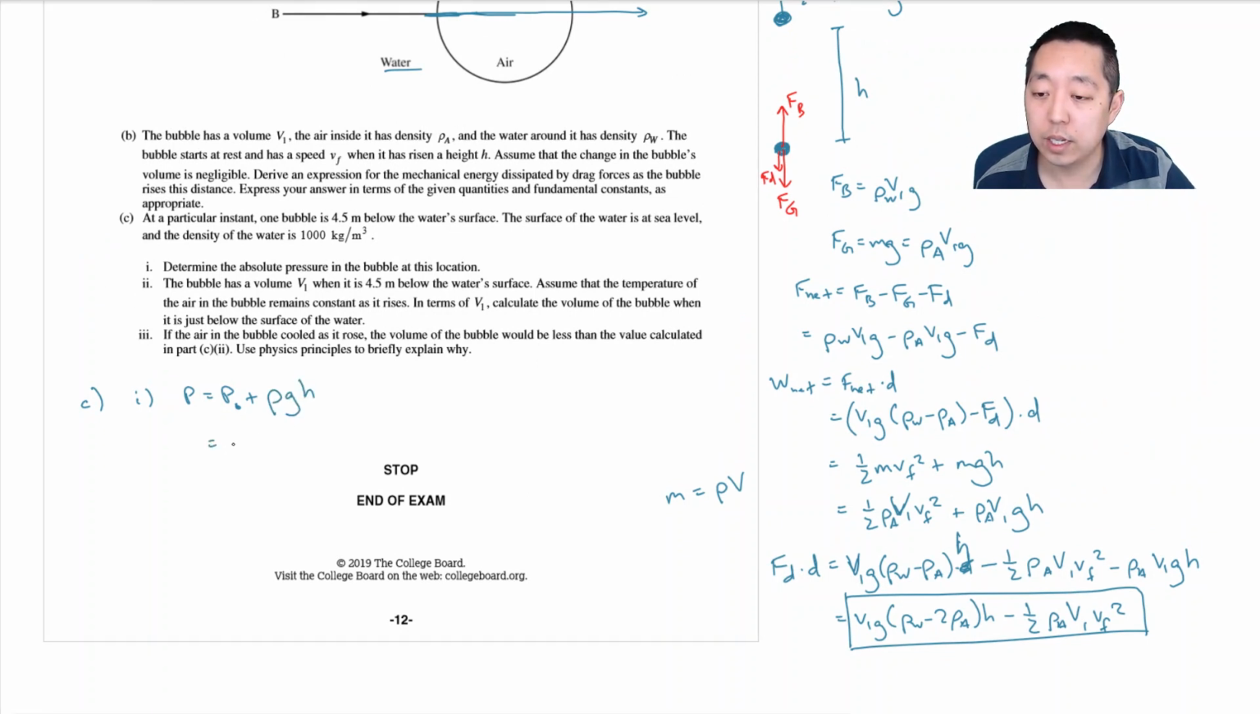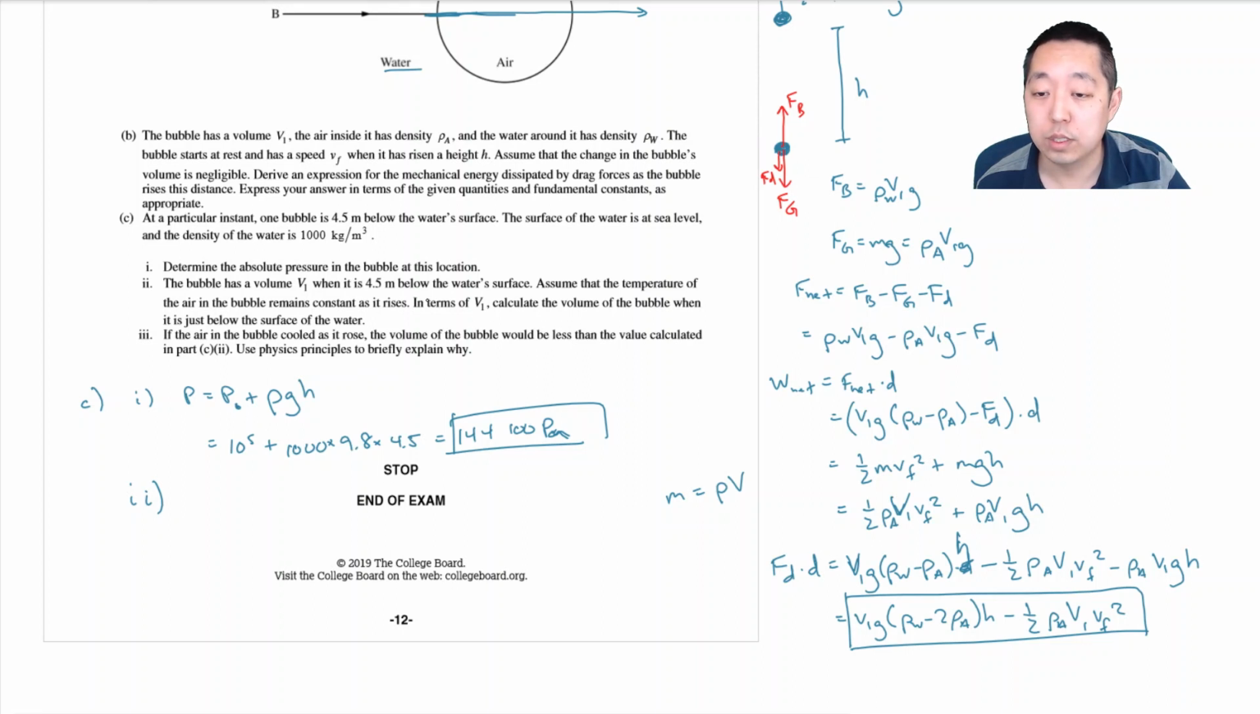P naught is 10 to the 5th pascals. It's atmospheric pressure, because the surface of the water is just the atmosphere. Plus rho of the water, which is 1,000, times 9.8 times 4.5 meters. So I get 144,100 pascals. Okay, that's the pressure there.